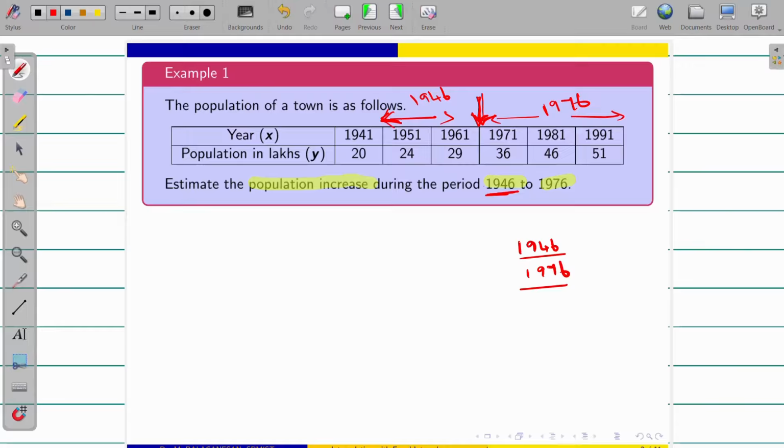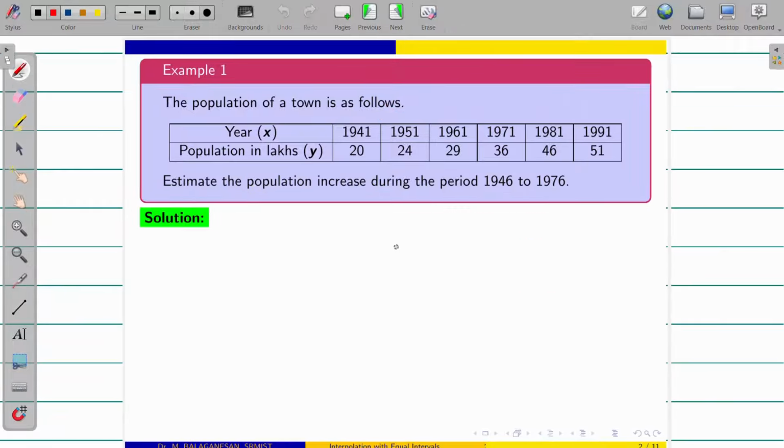So we can find the approximate value, not an accurate value. Got it? That is the important thing. In numerical analysis, we are going to apply several methods. Using those methods, we can find a value nearer to the exact one, not the accurate one. Got it? Right.